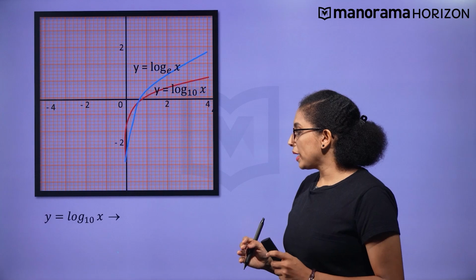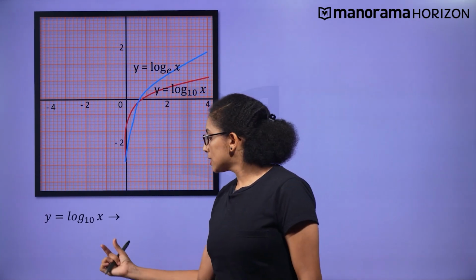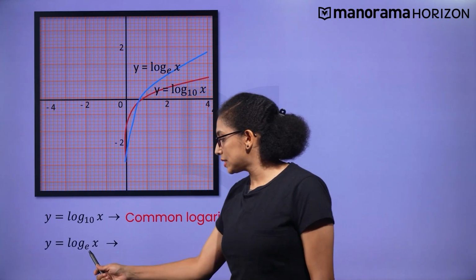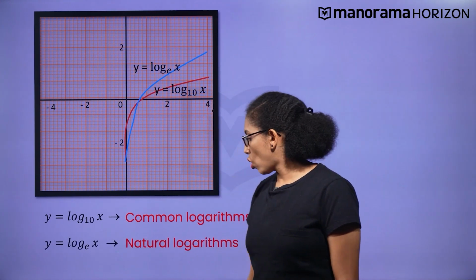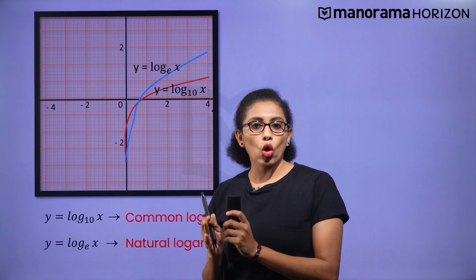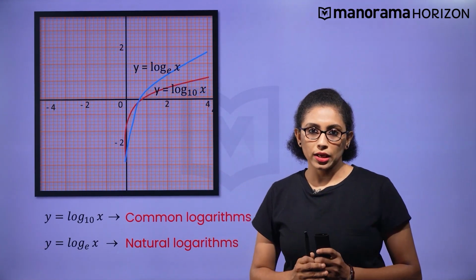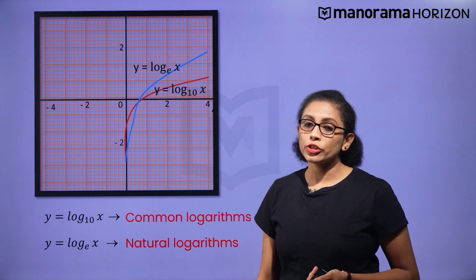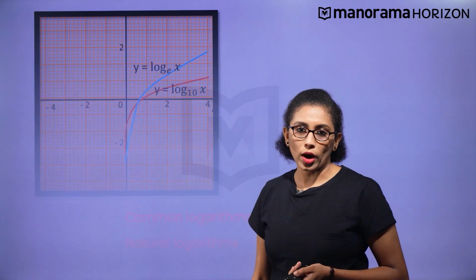If the base b is equal to 10, it is called the common logarithm. And if the base b is equal to e, it is called the natural logarithm, and log x denotes the logarithm function to the base e. Now, let's see some features of the logarithmic function for b greater than 1.